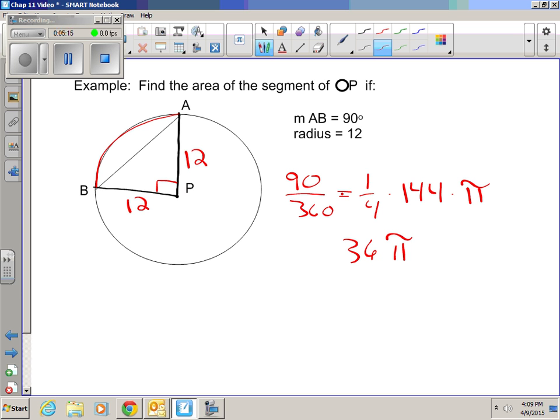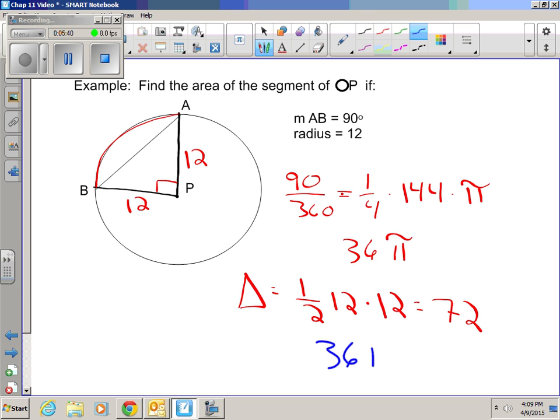My triangle: its area is 1/2 the base, which in this case is 12, times the height, which is 12. 1/2 times 12 times 12 is 6 times 12, which is 72. The area of my segment is going to be 36 pi, the area of the sector, minus the area of the triangle, 72.